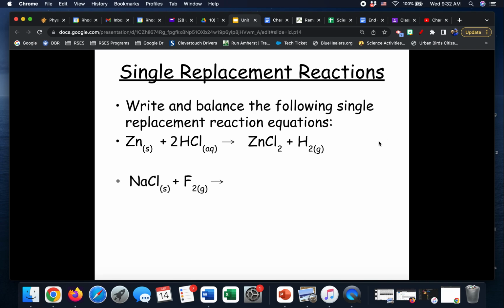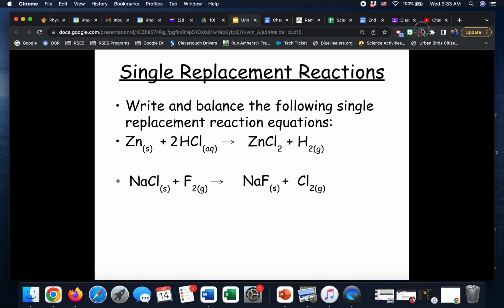All right, you try this one. Pause and tell me what forms and see if you can balance it as well. So F will replace that. One thing replaces another in the single replacement.